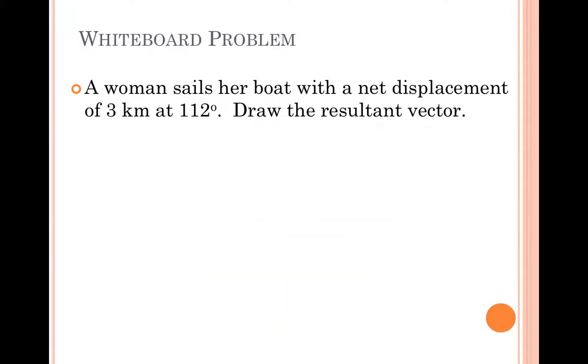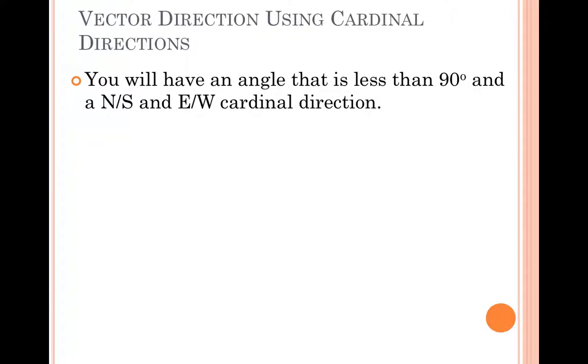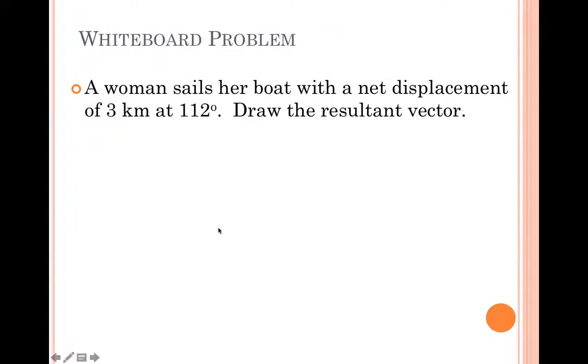Okay, so now here's another one. A woman sails her boat with a net displacement of 3 kilometers at 112 degrees. Draw the resultant vector. Okay, so you're just going to have to compare that with one another. If you have an x and a y, then if the 90 degrees is here, then you're going to have a vector that's over past 90 a little bit, but not too far. So like about 11 o'clock, if we were looking at it on a clock.